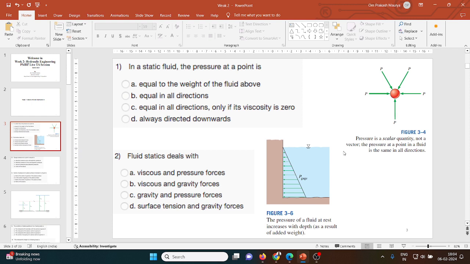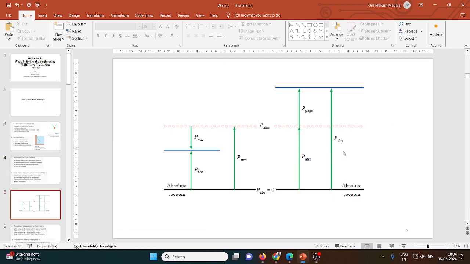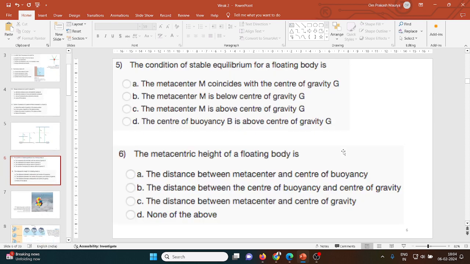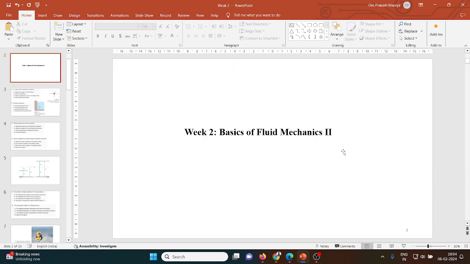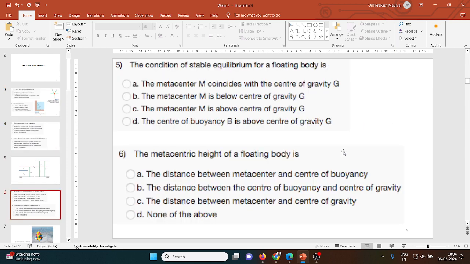So let us first discuss some concepts about pressure: absolute pressure, vacuum pressure, atmospheric pressure and gauge pressure. This concept is very important. After that we'll solve some questions based on it.